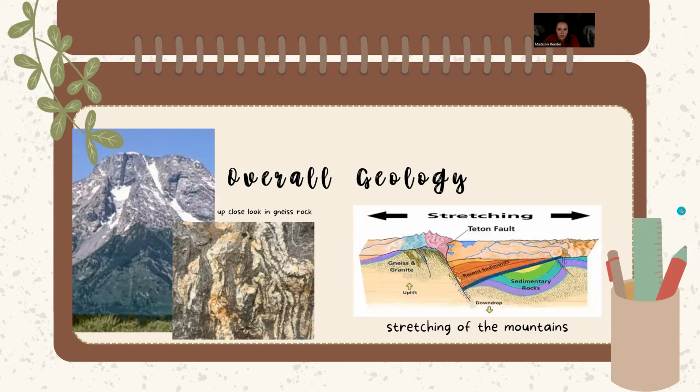So just an overall geography: the 2.7 billion year old metamorphic rock called gneiss, which is this right here, makes up much of the Teton Range. So it's this rock right here. These rocks were buried 18 to 20 miles deep because two tectonic plates crashed into each other.